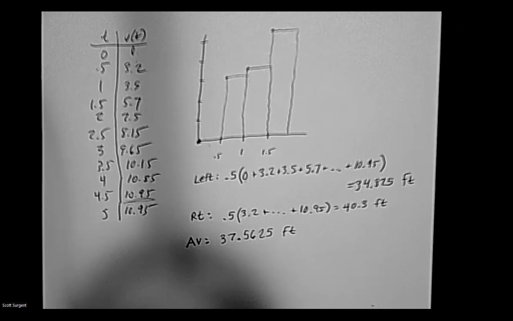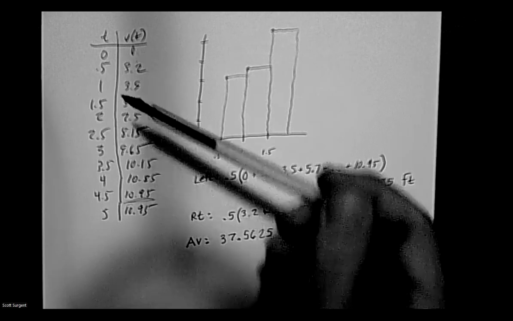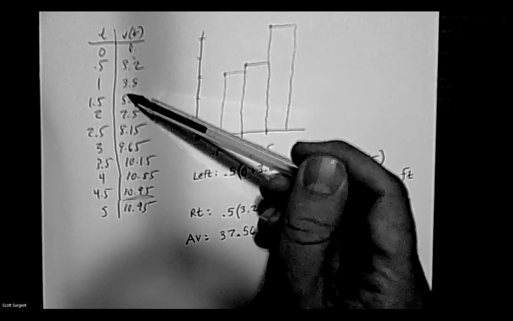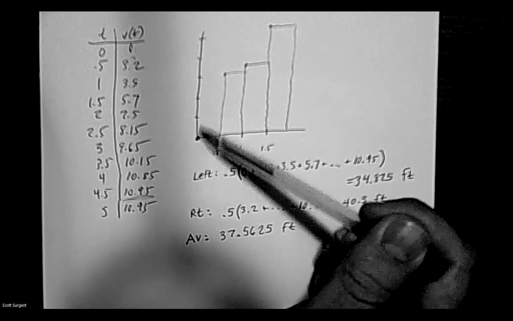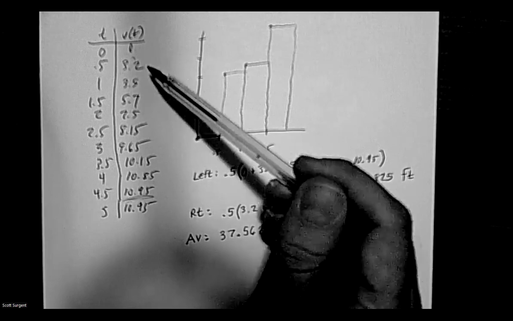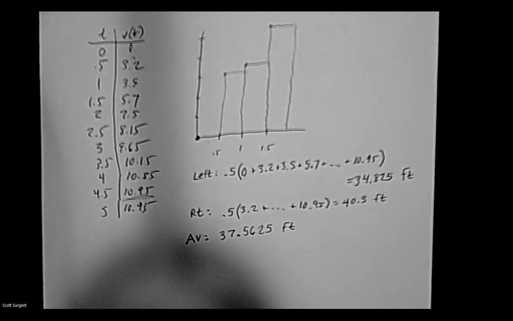For midpoint, we can't really do midpoint on this one because we don't actually have any midpoint values. We could, I suppose, cheat and just take the average, but you know what? We'd actually just end up repeating the work we just did.